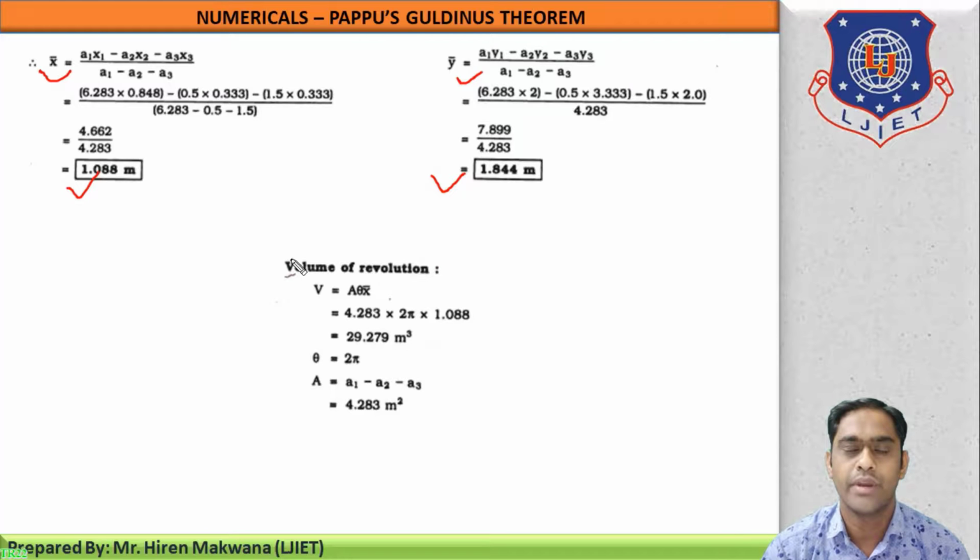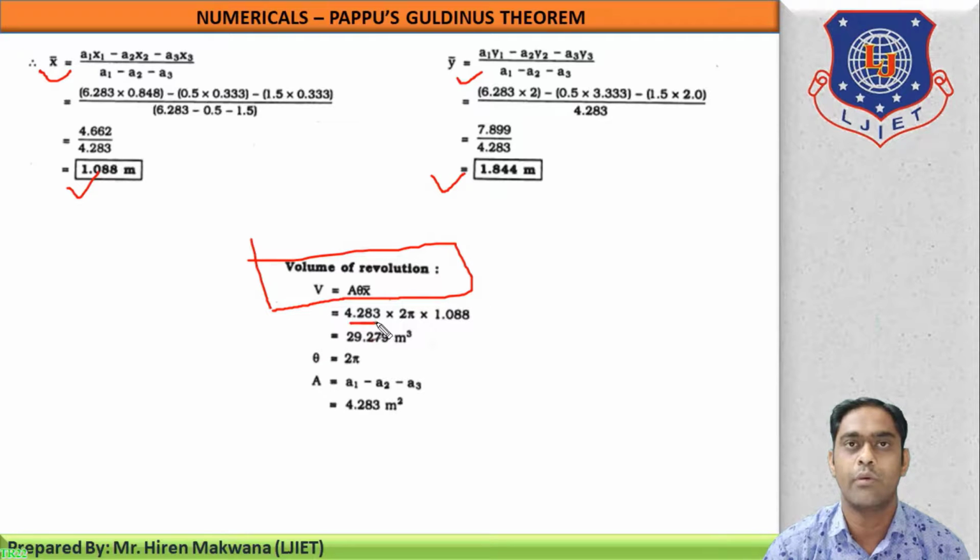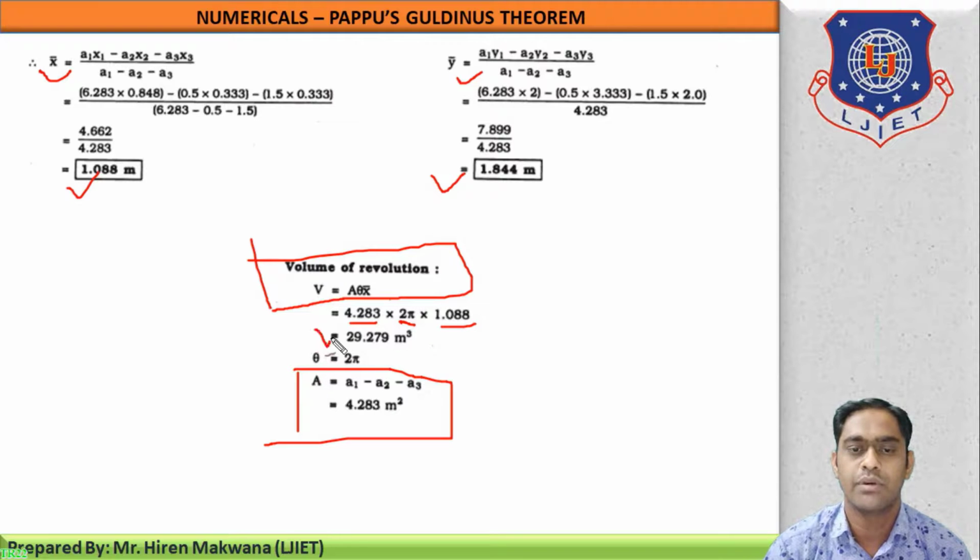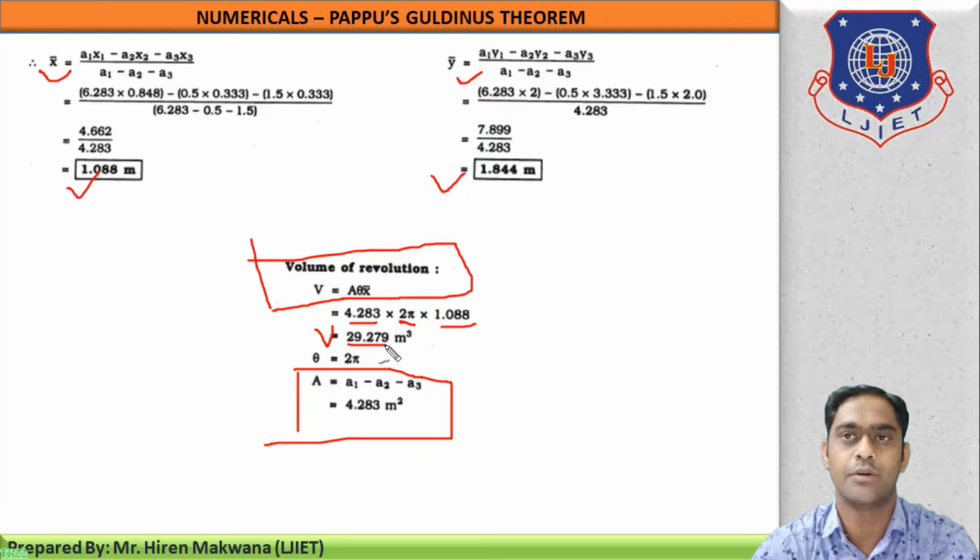Now the main important thing is to calculate the volume of revolution, which will be equal to A theta x bar. So by replacing the area, what is the area? The area is given here, A1 minus A2 minus A3. Theta is always 2 pi radian, up to 360 degree we have to revolve the object, and x bar is equal to this. So by replacing the values and doing calculations, we will get the volume of this particular portion, 29.279 meter cube.